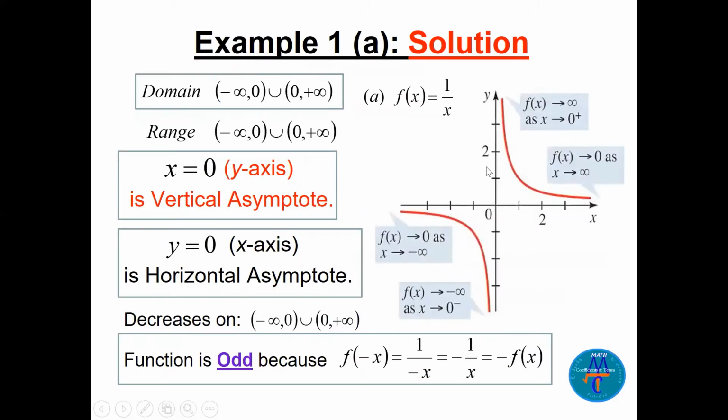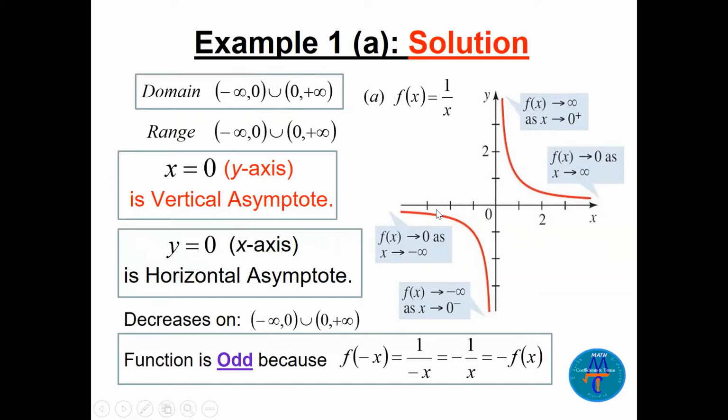We see that the graph is the basic graph we have seen, 1 over x, the simplest rational function. Domain will be all real numbers except 0. Range will be all real numbers except 0. X equals 0 is the y-axis. This one we call the vertical asymptote. See, the graph here is going up. It will never touch the y-axis, but it will be very close. So we call x equals 0, which is the y-axis itself, the vertical asymptote.